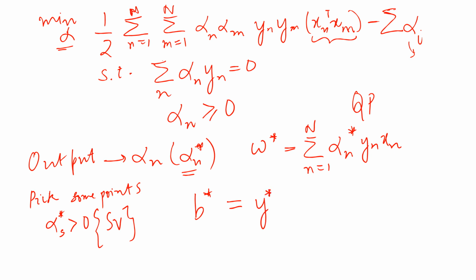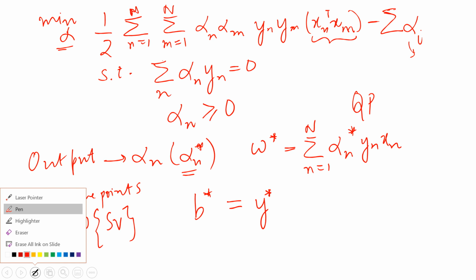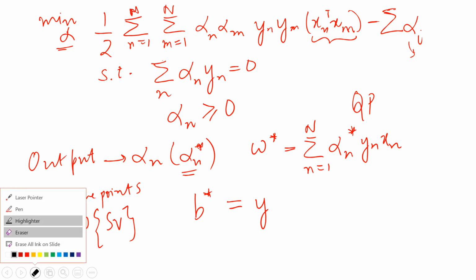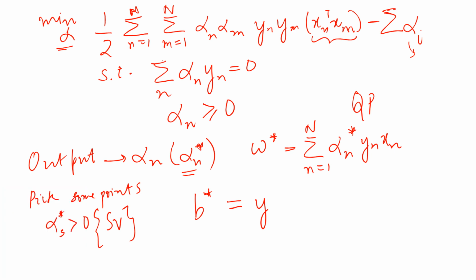So then it shouldn't be y star. We don't have that. I'm sorry, I meant just ys, not star. Yes, so I meant ys for that point s minus whatever optimal weights we calculated, transpose xs. So that x is my support vector, right?